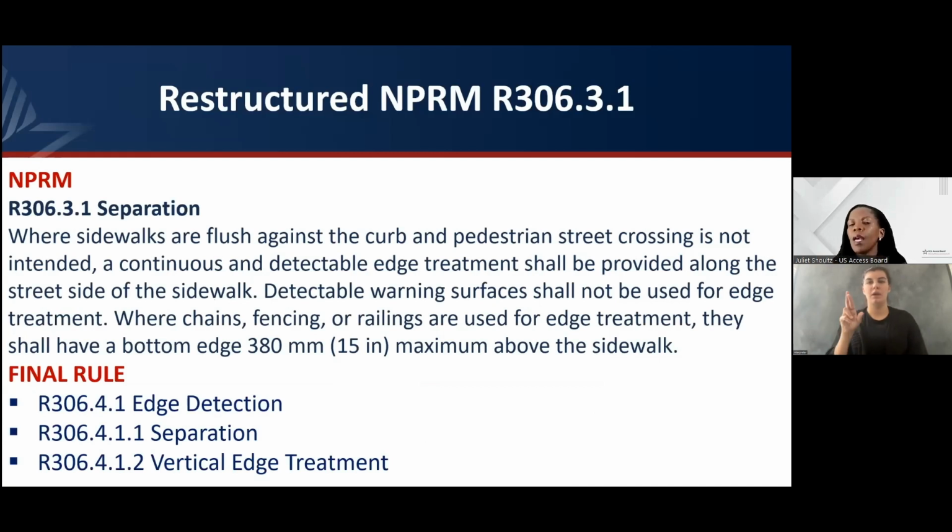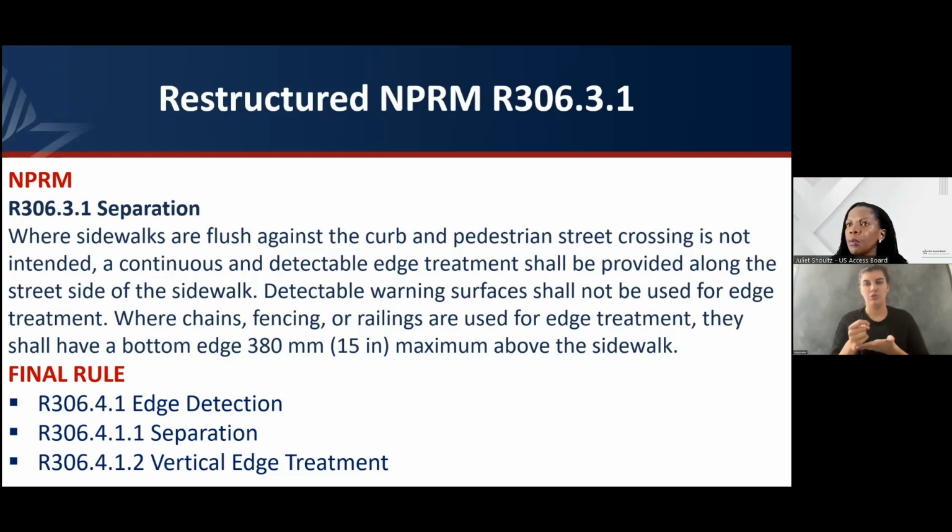In the NPRM at R306.3.1 separation, we talked about treatments required where sidewalks are flush against the curb and pedestrian street crossing is not intended. And the provision went on to say a continuous and detectable edge treatment shall be provided along the street side of the sidewalk. And we cautioned that detectable warning surfaces should not be used for edge treatment.